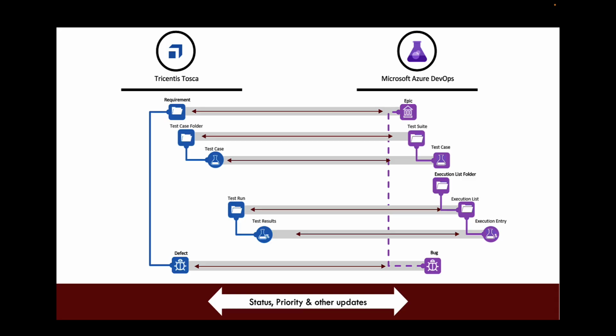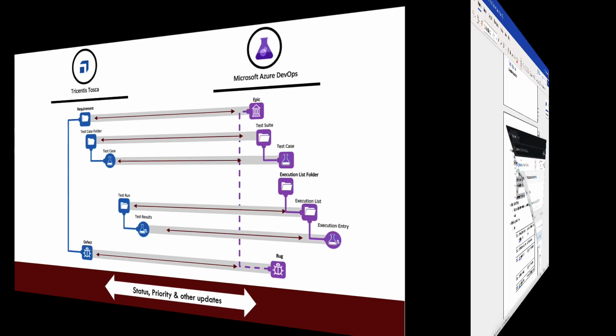Once the team in Tricentis Tosca creates a test case folder, test case, and executes the test case to provide a status, PlanView Hub will take the test case folder, test case, execution list, and execution entry and synchronize them back to the correct team and project in Microsoft Azure DevOps as a new test suite, test case, test run, and test result. As PlanView Hub synchronizes these items back and forth between tools, you will see updates such as progress, priority, and assignee flow between Tricentis Tosca and Microsoft Azure DevOps. So, let's get started.